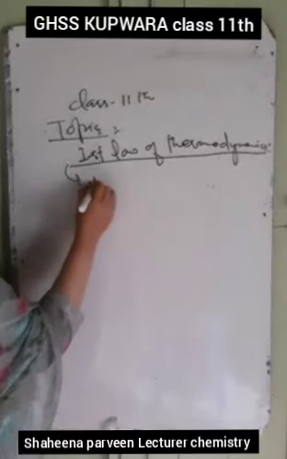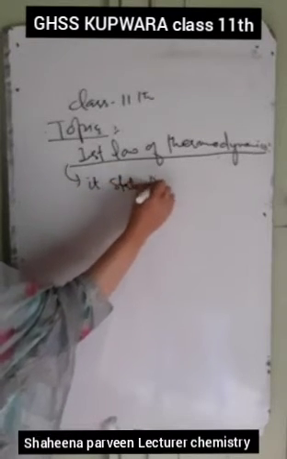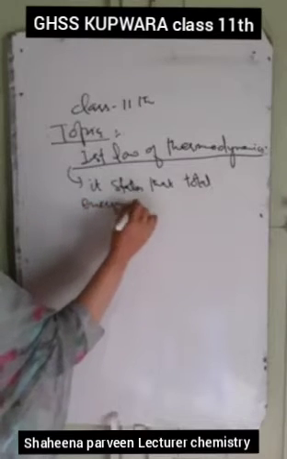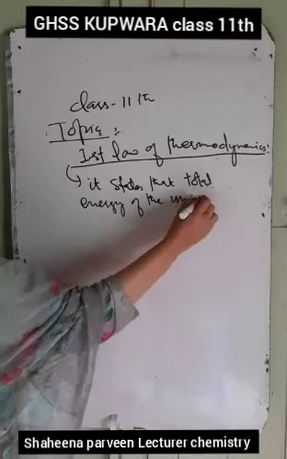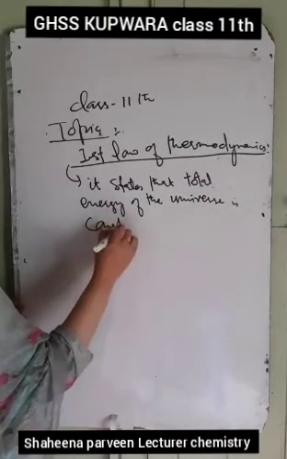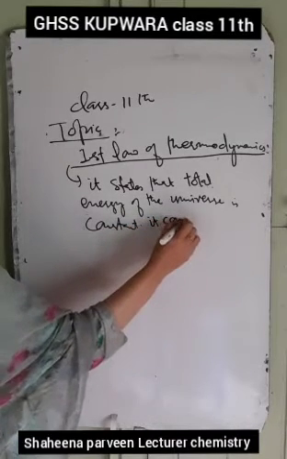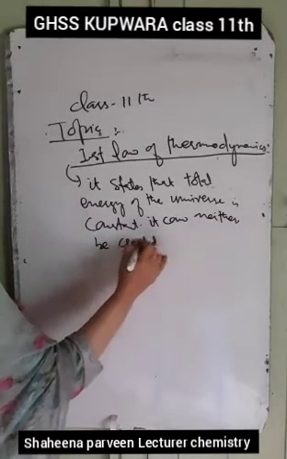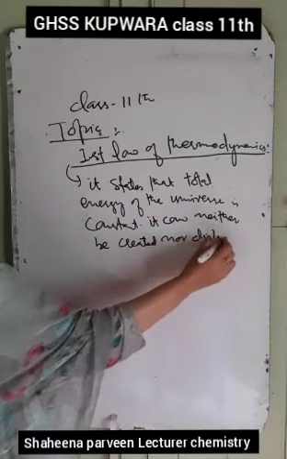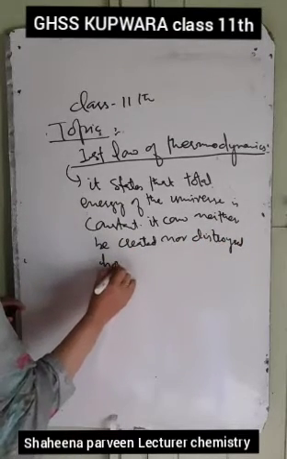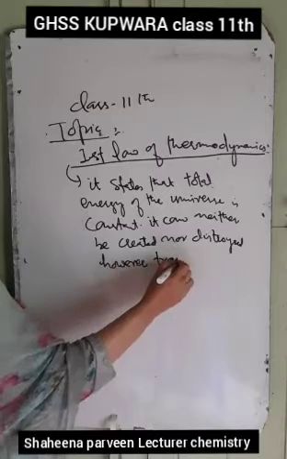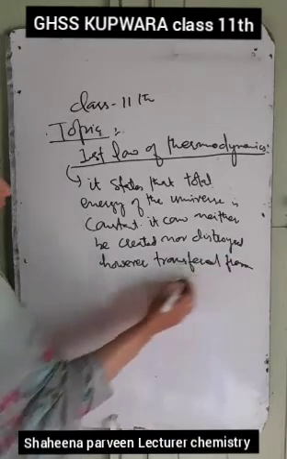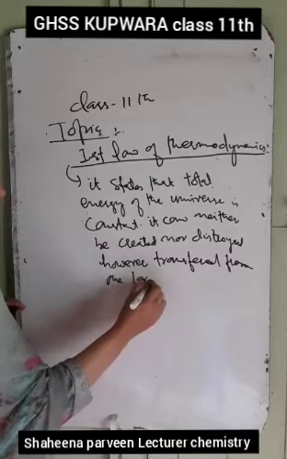First law of thermodynamics, it states that total energy of the universe is constant. It can neither be created nor destroyed. However, it can be transferred from one form to another.